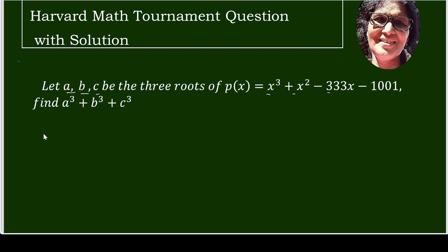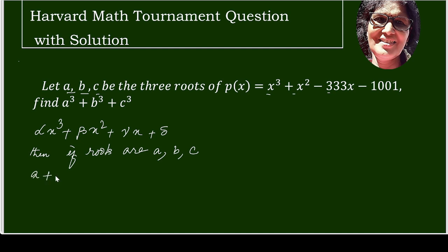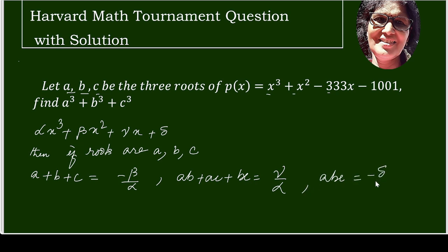We know that if a cubic equation is alpha x cube plus beta x square plus gamma x plus delta, and the roots are A, B, C, then the sum of the roots A plus B plus C equals minus beta by alpha, AB plus AC plus BC equals gamma by alpha, and the product of all the roots equals minus delta by alpha.